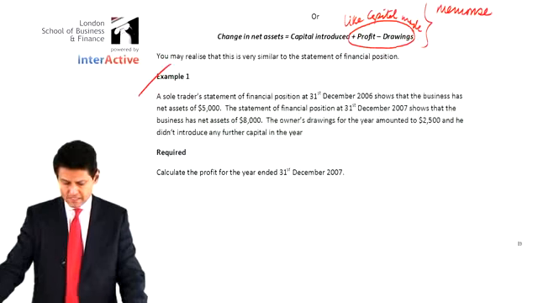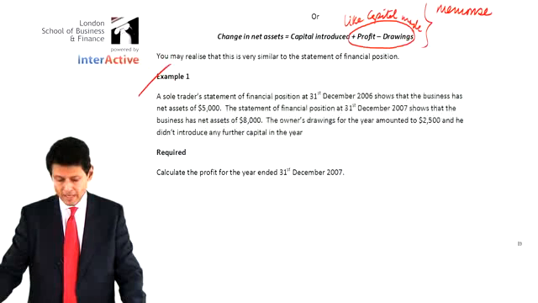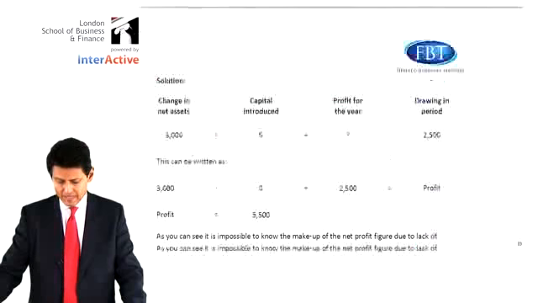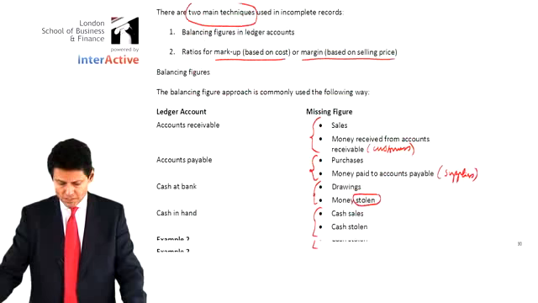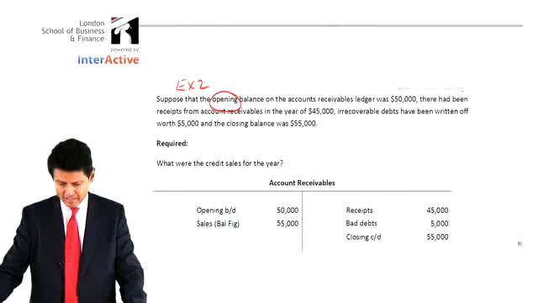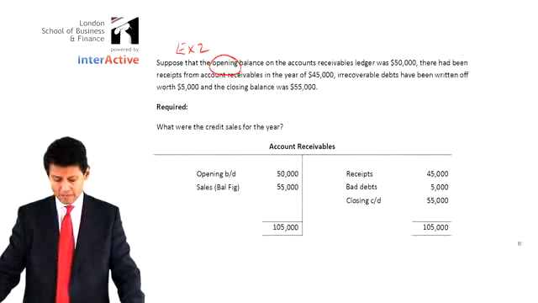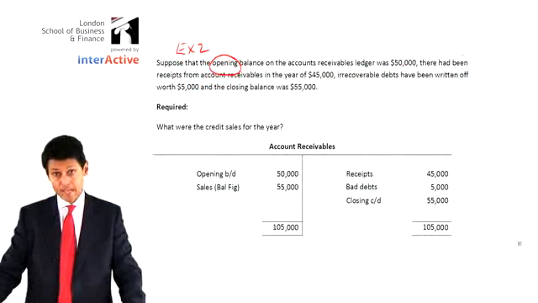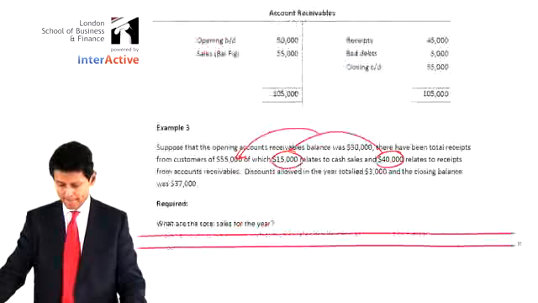The sole trader's statement of financial position shows us that basically you're trying to work out profit using that formula. So learn that formula by heart. The second example, of course, once you've seen the number of unknowns, sometimes lots and lots of balancing figures, here we're using accounts receivable to work out the sales for the year. So we are adapting control accounts to get us going here.